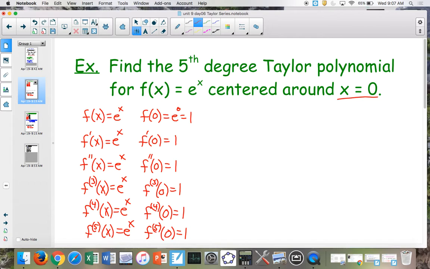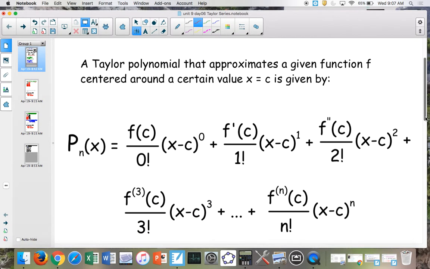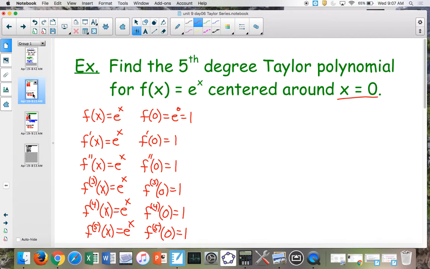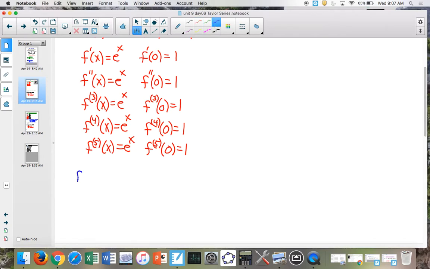Okay, so now I have all the values I need to come up with my fifth degree Taylor. So once again, I'm using this formula, and I'm going to start plugging in all the values that I just calculated. So my function is f of x, which is e to the x, and that's going to be approximately equal to my fifth degree Taylor polynomial, which is going to be f of 0, which is 1, over 0 factorial, times x minus 0 to the 0 power.